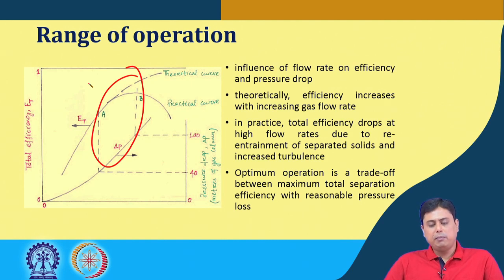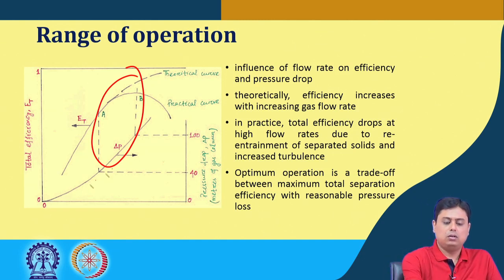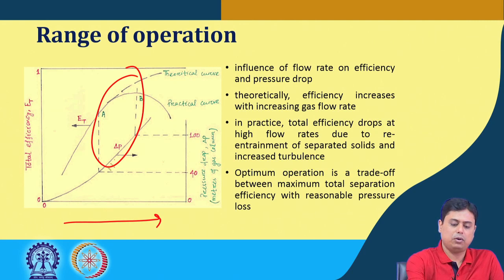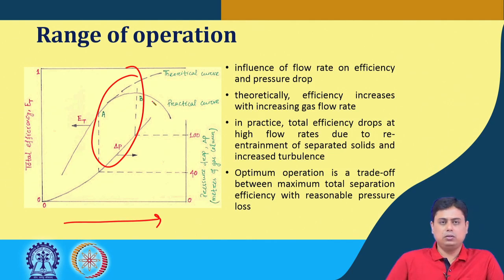So, which means the optimum operation is a trade off between the maximum total separation and the reasonable pressure loss that can be afforded, because pressure loss is related to the mechanical energy that is supplied to the system. This curve also shows the pressure drop with increasing gas flow rate. So, the pressure drop versus the gas flow rate is also given here, and we can see that as the gas flow rate increases, pressure drop also increases. So, we have to find an optimum scenario, and that would be the range of its operation.